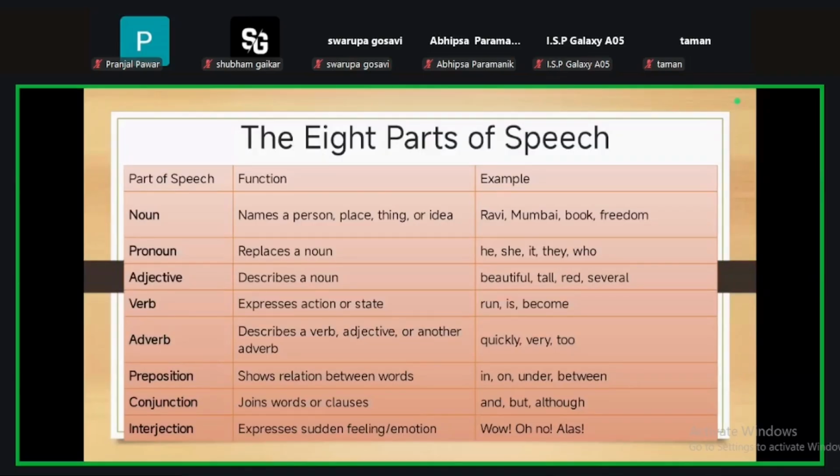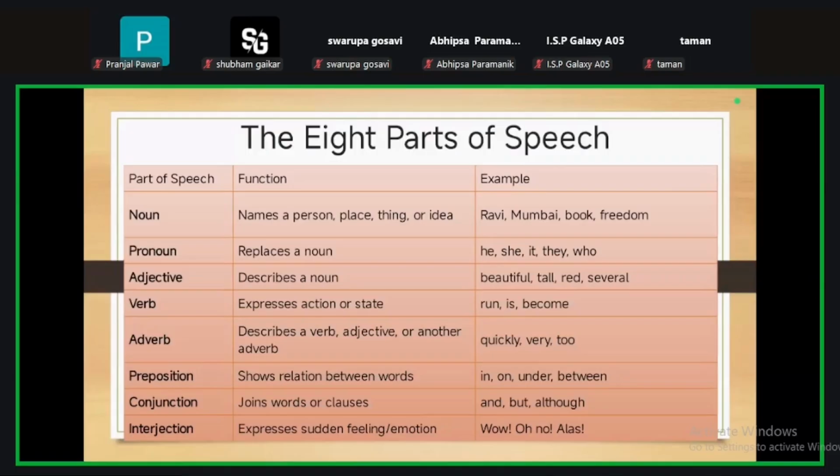Then you have the adjective, the pronoun, sorry, which replaces a noun. So in the example column, there are 4 or 5 examples. For noun, you have Ravi, which is a proper noun. Mumbai again, which is a proper noun. Book, which is a common noun. Freedom, which is an abstract noun. So these are kinds of nouns that we are going to look at.